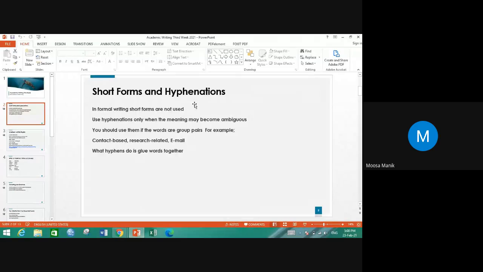Of course, we can use short forms when we speak, and when we speak, it's a kind of second nature for people to use short forms. Everybody knows what short forms are, for example, don't, doesn't, can't, and so on. So they are short forms. Please make sure that you avoid using those.